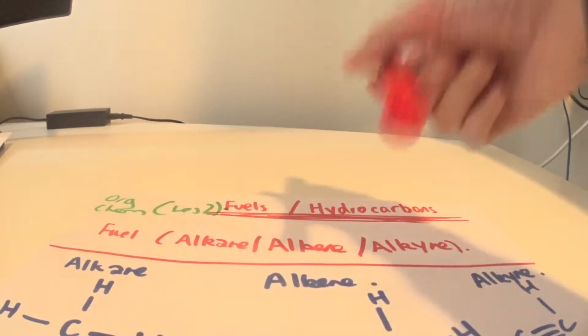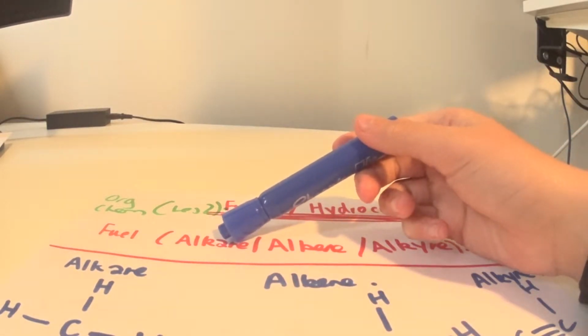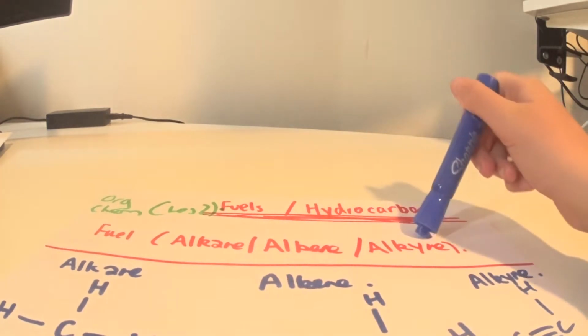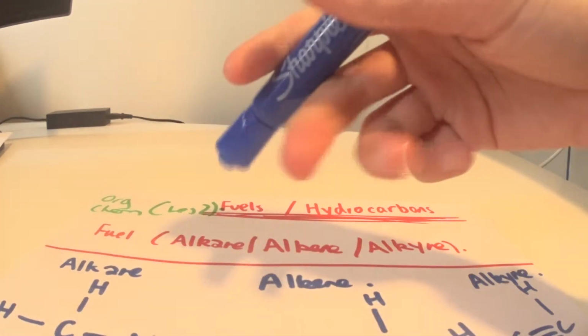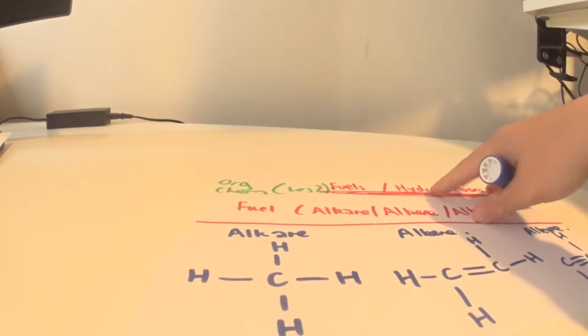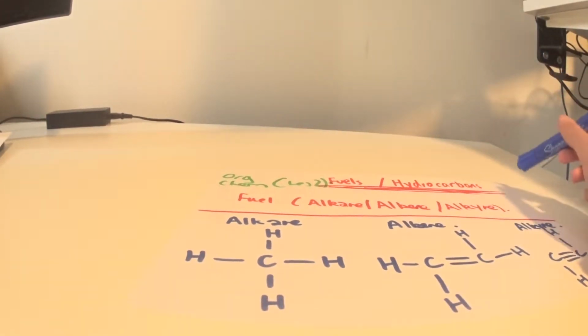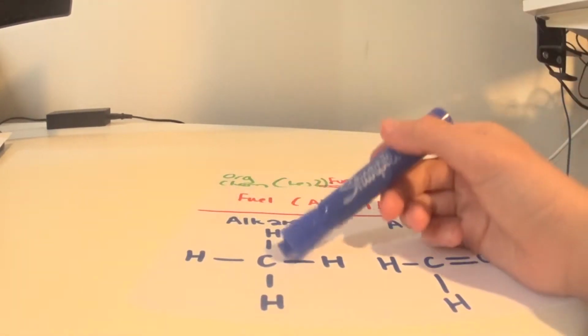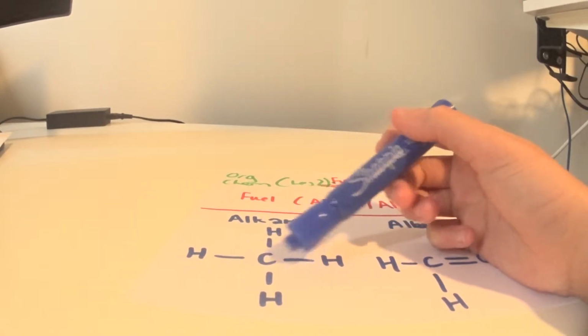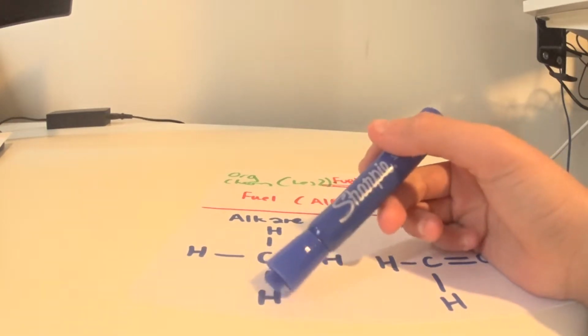So we have 3 different types of hydrocarbon fuel. We call these alkanes, alkenes, and alkynes. So an alkane is something like methane, CH4. Essentially, methane is a carbon singly bonded to 4 hydrogens. So carbon with 4 hydrogens around it, and they're singly bonded to each other. That's all a methane is.